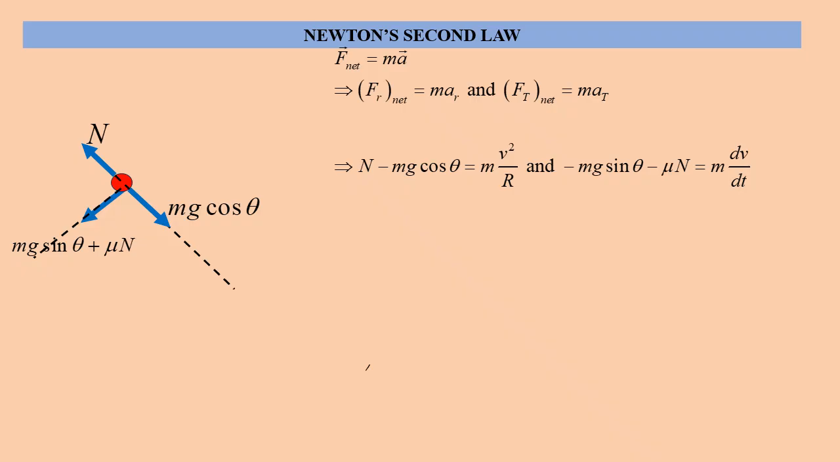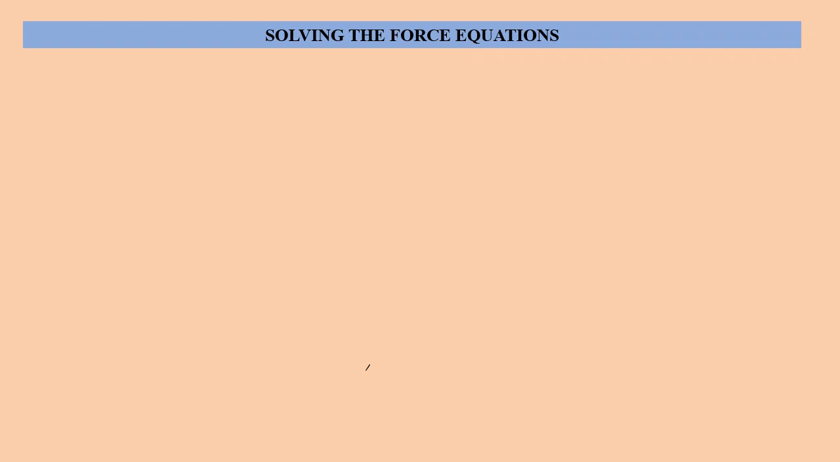So in our case, the radial and tangential force equations become n minus mg cos theta is mv square upon r, and minus mg sin theta minus mu n is m times dv by dt. We now have to solve these two equations for the unknowns. So let me write down these equations once before we start with the solution.